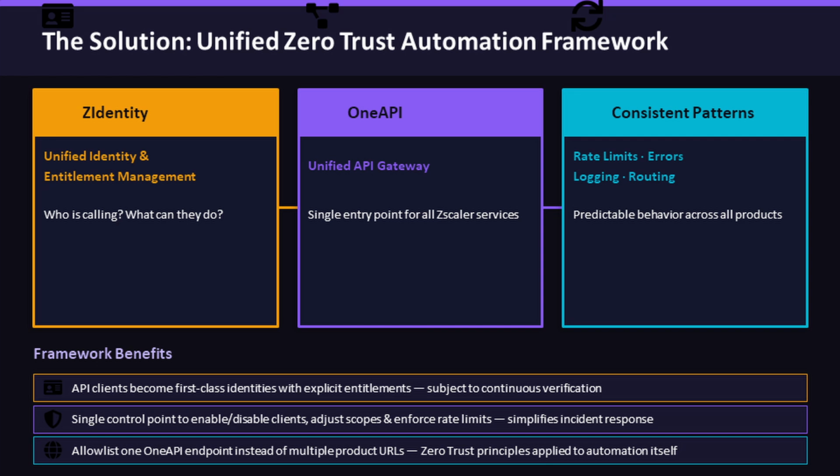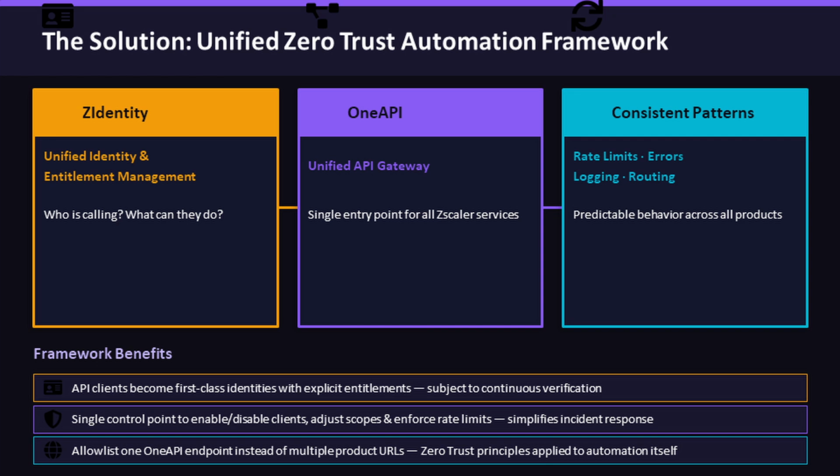The Zero Trust Automation Framework solves all four of those problems by introducing three architectural pillars that work together. The first pillar is Z identity, Zscaler's unified identity service. Z identity is the who layer. It manages the identity, authentication, and entitlements of every API client. When an automation script calls One API, Z identity is what determines who that script is and what it's allowed to do. Z identity centralizes all API client management and provides a single audit trail for all machine-to-machine interactions.